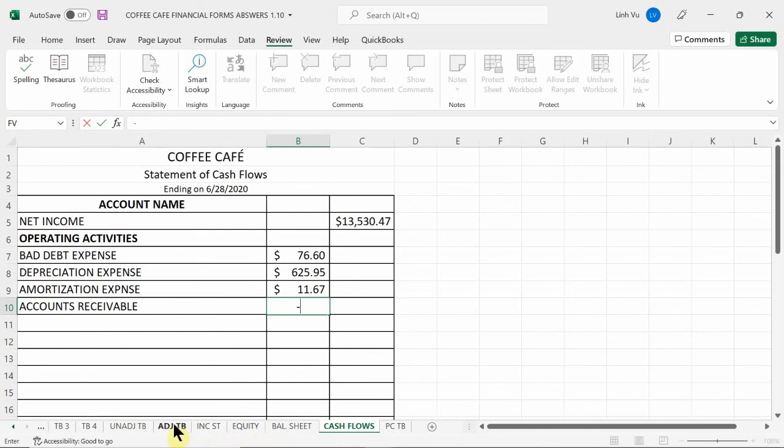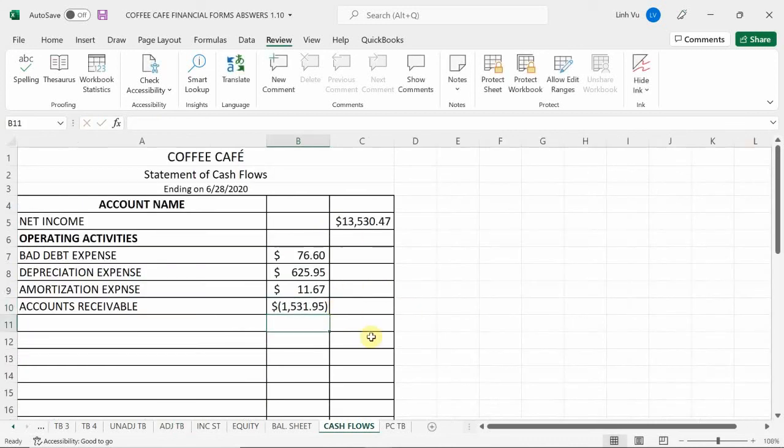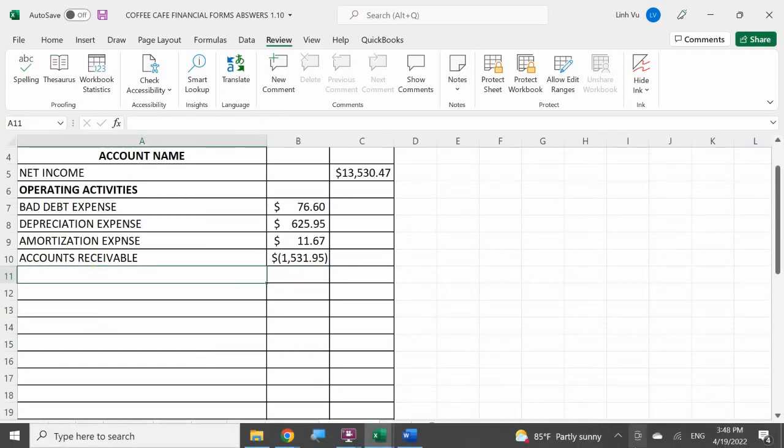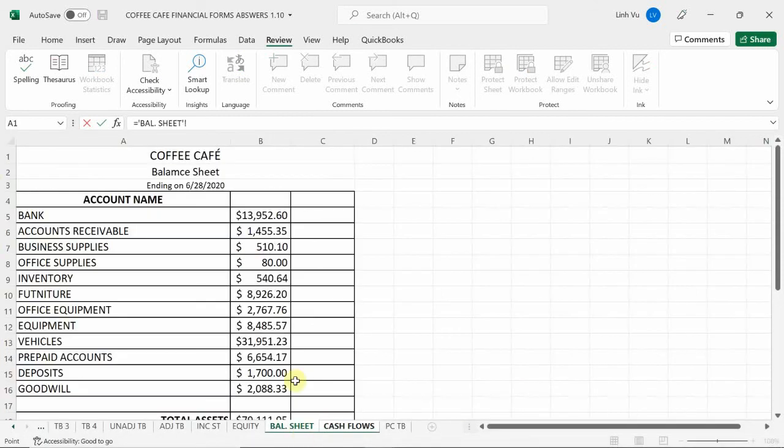So again, you need to find that through your adjusted trial balance because your balance sheet has the amount including the bad debt. So in this case, I need to subtract out the $1,531.95 because this is money I did not receive. This is cash I never received. So let's see what the next one is going to be for your balance sheet.